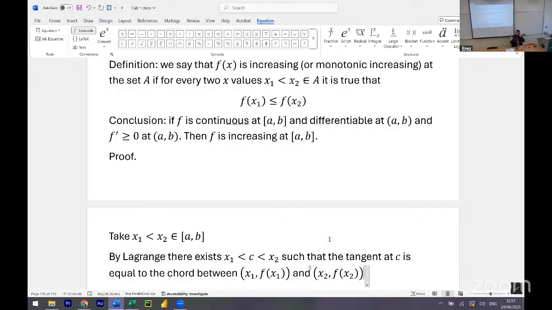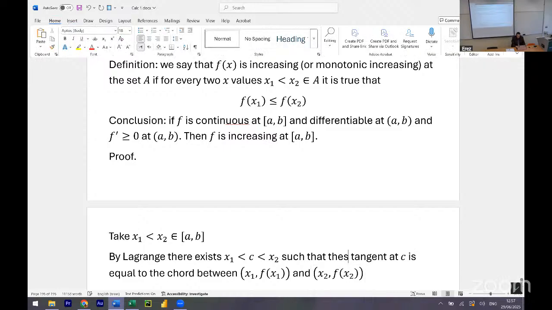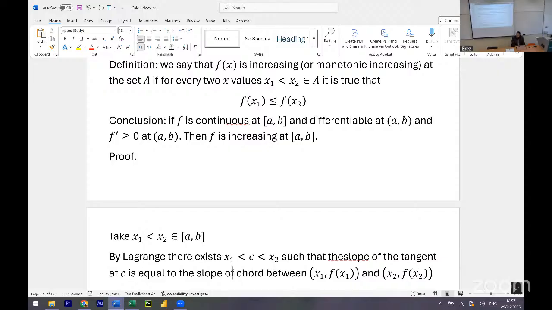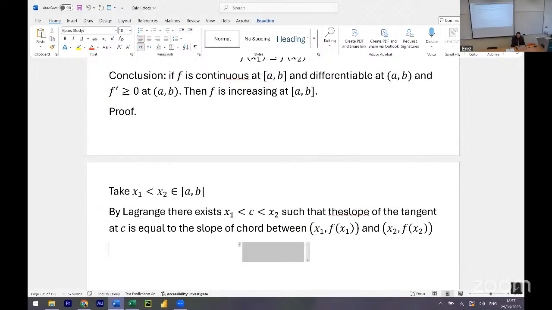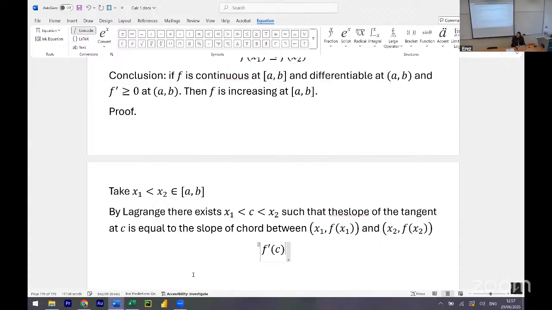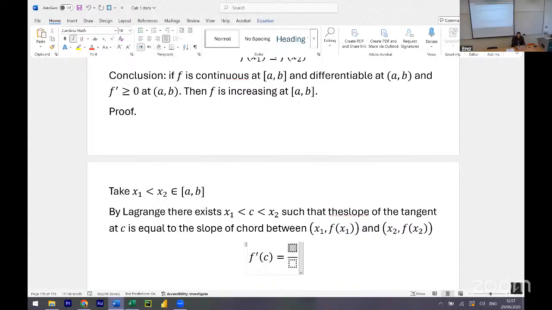I took two random points, the two points on the graph above them. The line between them has the slope of the tangent. The slope of the tangent at C is equal to the slope, not the same line, the slope of the chord between them, meaning that f prime of C is equal to f of x2 minus f of x1 over x2 minus x1.